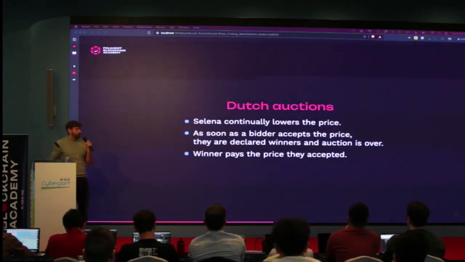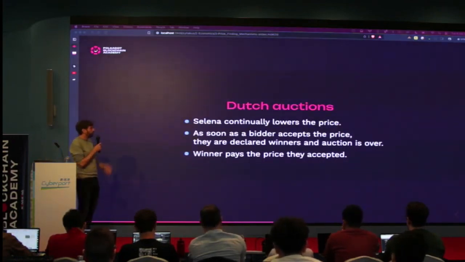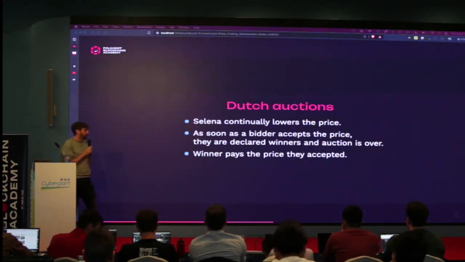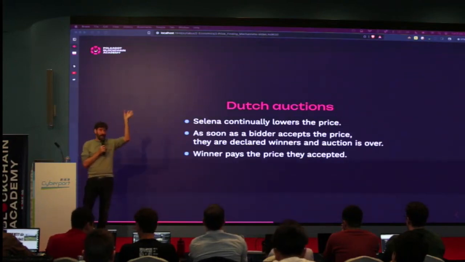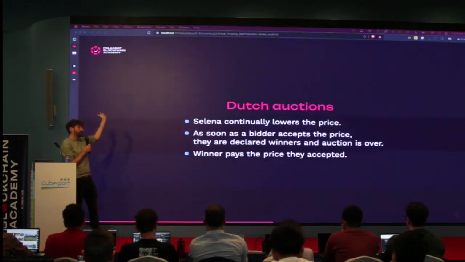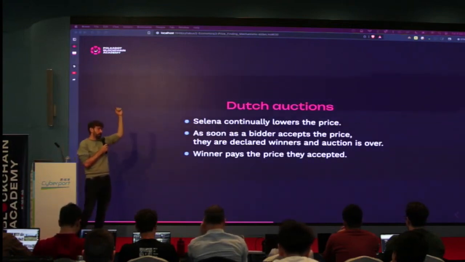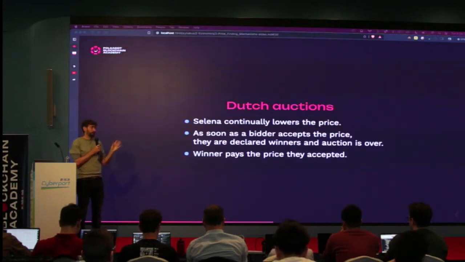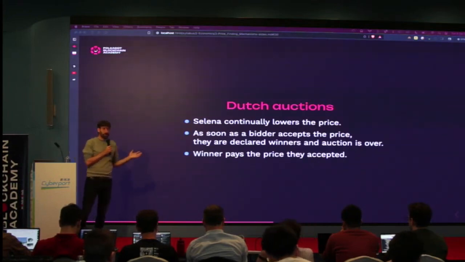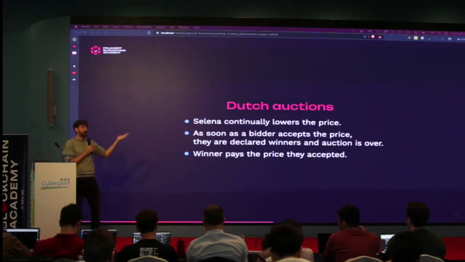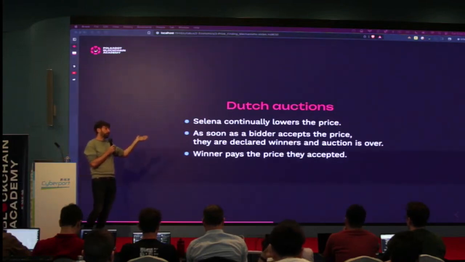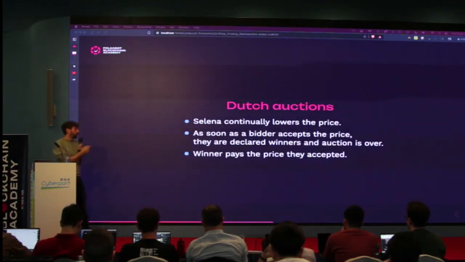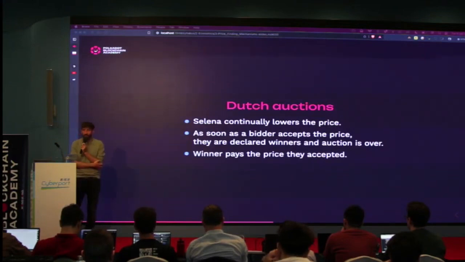Let's talk a little bit more about different auction designs. The Dutch auction, which I briefly mentioned before, is an auction where Selena starts with a high price, maybe even a very high price, and then she continuously lowers the price, and the first person that accepts the price is declared the winner, and they get this good at the price that they accepted. And the winner actually pays the price that they accepted.